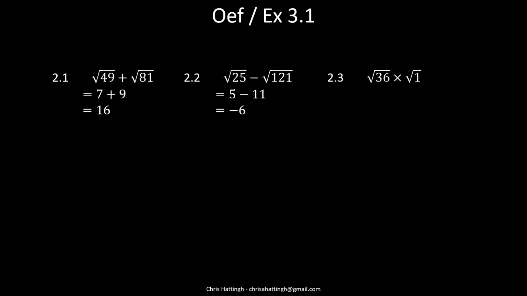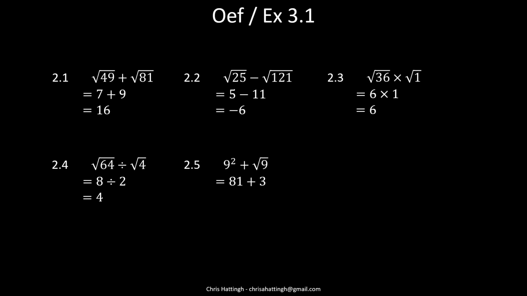Number 3, it's 6 times 1, that gives you 6. Number 4, 8 divided by 2 gives you 4. Number 5, 81 plus 3 gives you 84. Number 6, 10,000 minus 10 gives you 9,990.